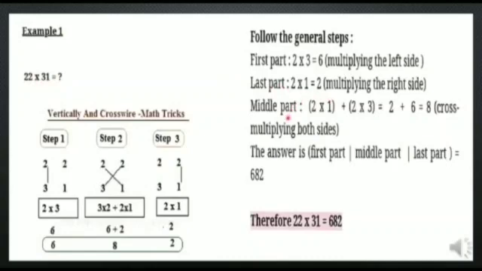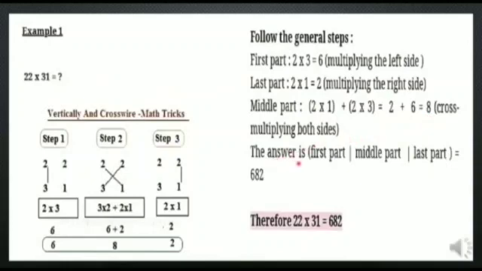For the middle part, what will you be doing now? You will be multiplying the outermost numbers. What are the outermost numbers? 2 and 1. So you'll write 2 into 1. And then you are adding it with the product of the innermost numbers. What are the innermost numbers? 2 and 3. So what will you get? 2 into 3. Now you add both the products. What will you get? 2 plus 6 equal to 8. So what we have written in the bracket, that we have cross multiplied both the sides.